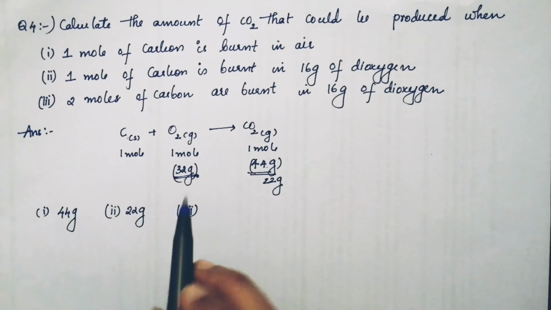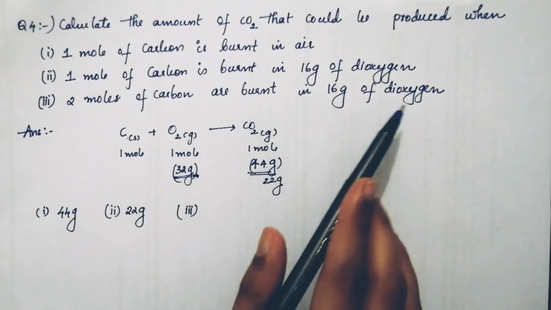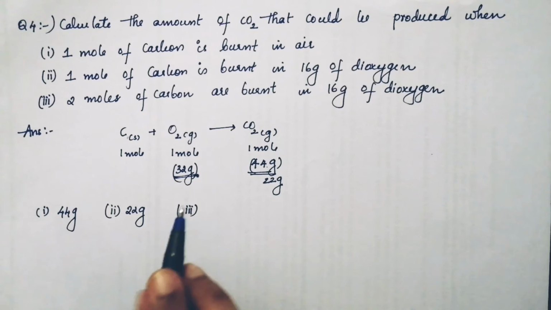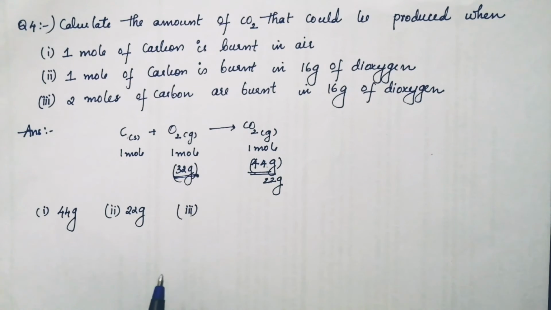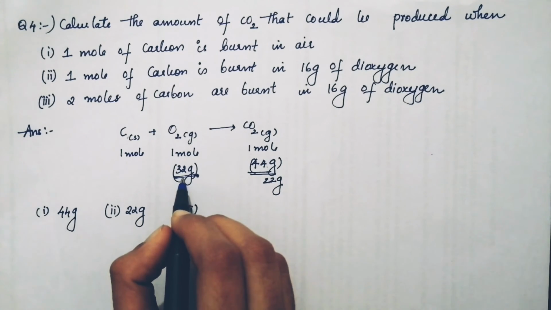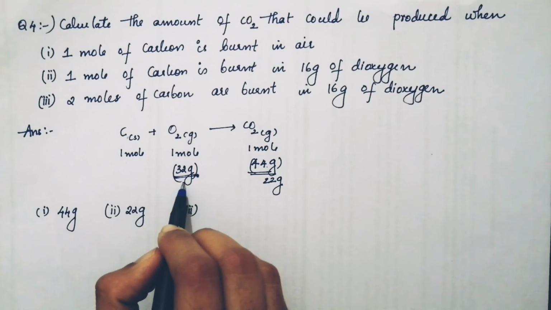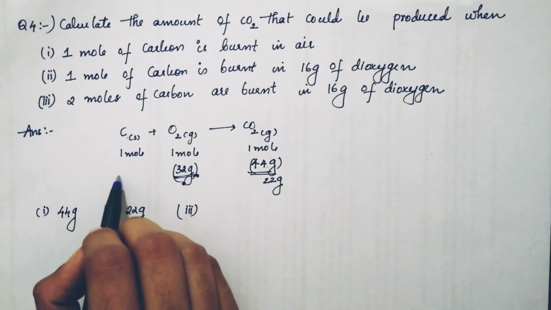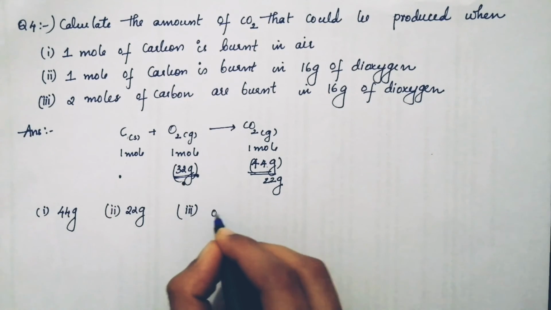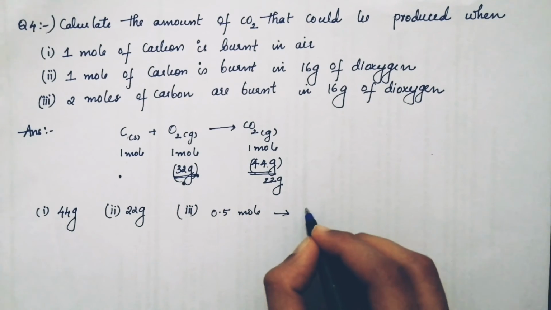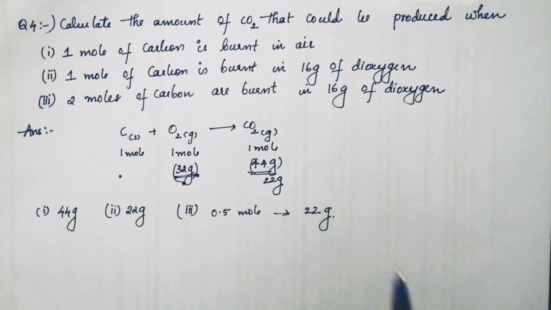In the third question, we have 2 moles of carbon burned in 16 gram of dioxygen. Again, oxygen is the limiting reactant. We have only 16 gram of dioxygen. 16 gram of dioxygen will react only with half of the amount of carbon, because only half of the amount of oxygen is available. That is 0.5 mole of carbon only will be reacted. Hence, we will again get 22 gram of carbon dioxide. I hope this question is clear. Let's move ahead with the next question.